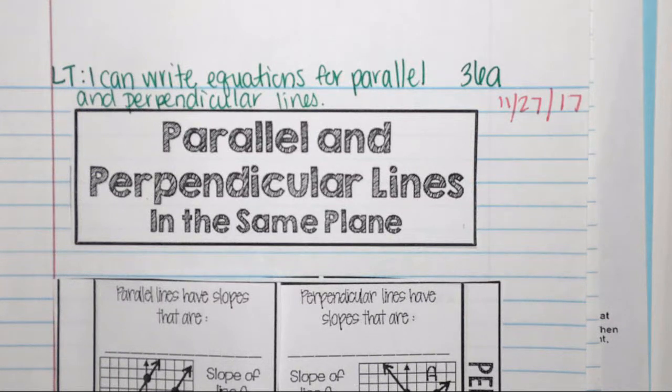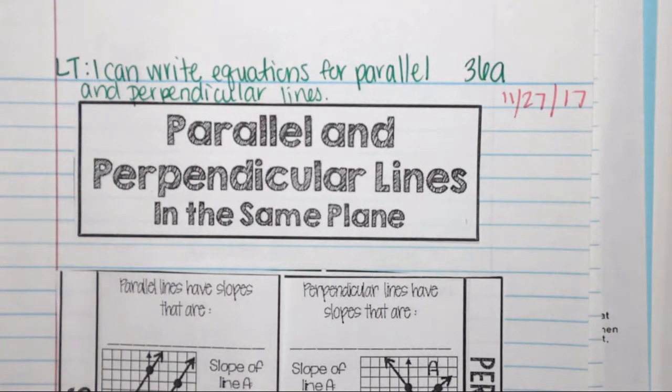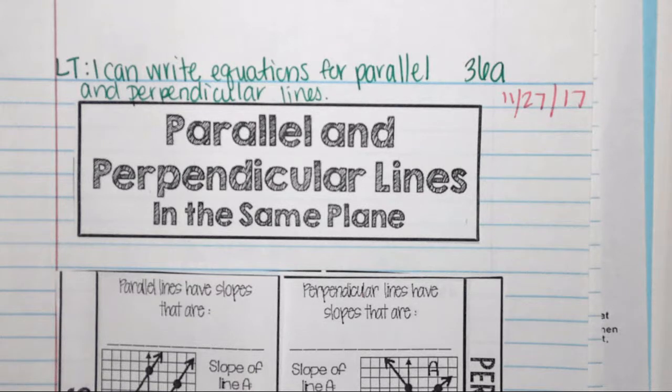Alright, parallel and perpendicular lines. What do parallel lines have in common? If y'all tell me that they are parallel, I'm going to take off a point from your table. They run side by side, and they have what in common? Same slope. Good.